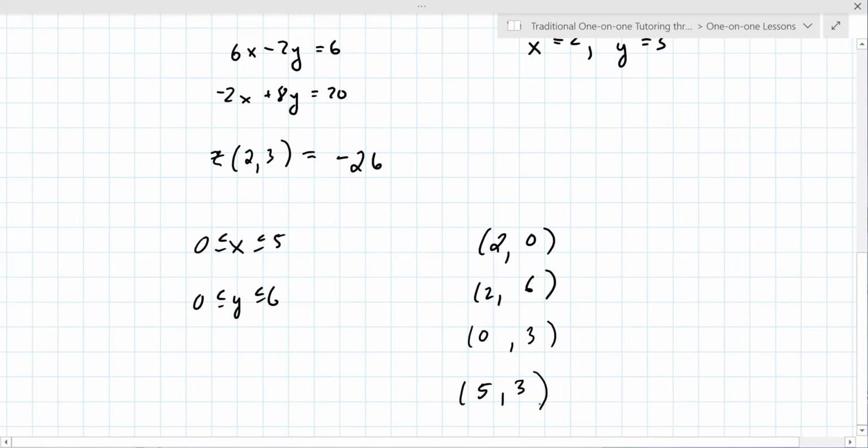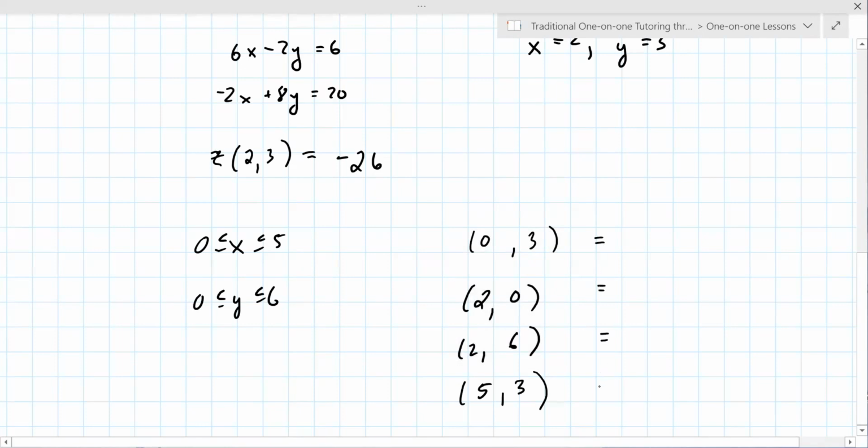Now we have to list these from smallest to largest X. So a little rearranging here. It looks like this would be first. And then we need the Z value for each. 0, 3 gives you minus 14.